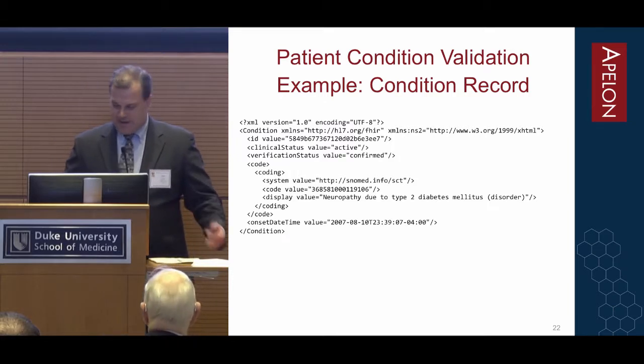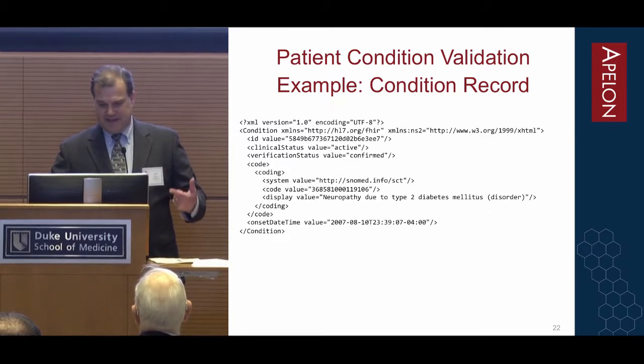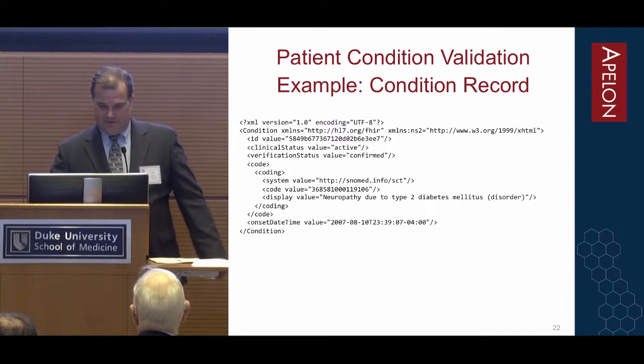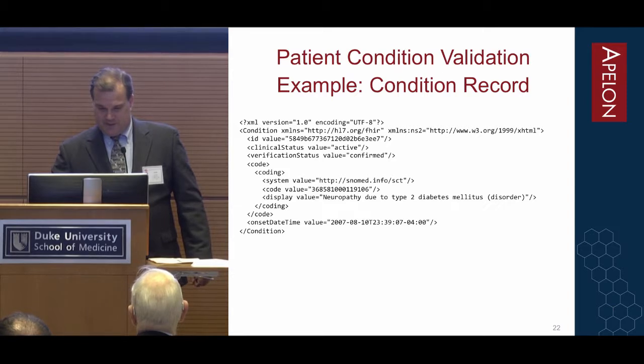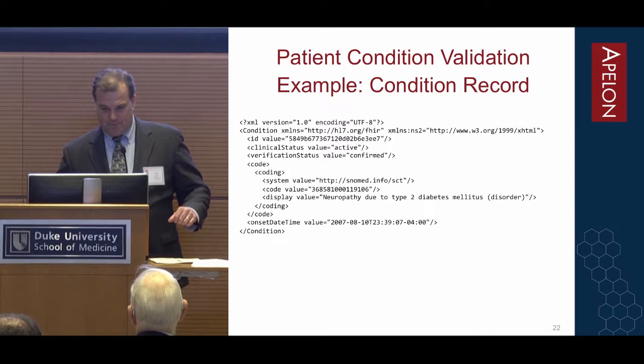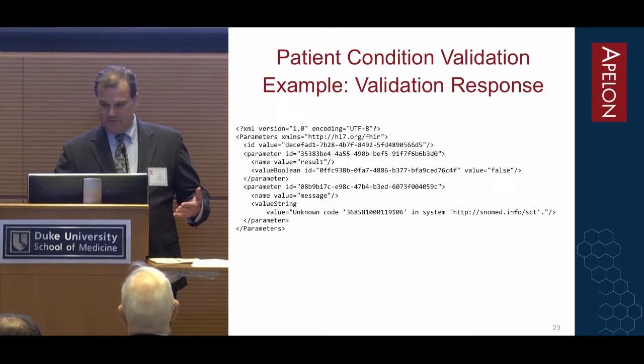So this is the record that came in. And what we were given was a system, no version of that system. It's assumed to be the international version because there's no version and no edition of that system. And we're given a code and a display. So when we went and validated that, we got this result back. It came back and it said unknown code in system SNOMED.